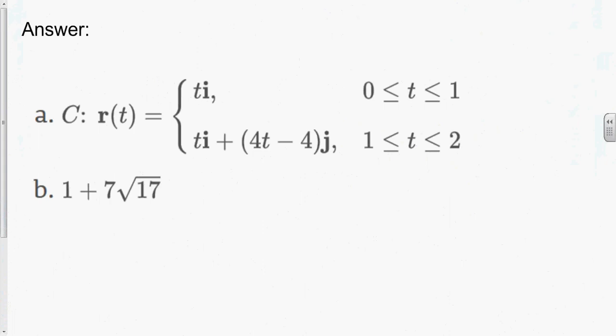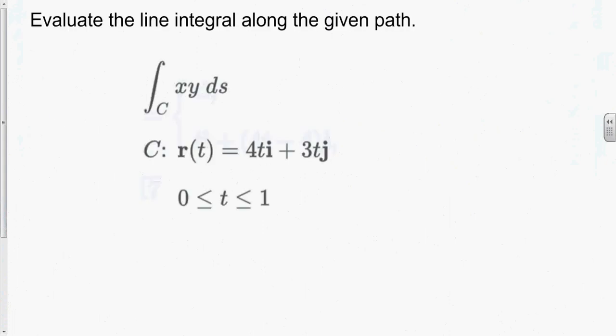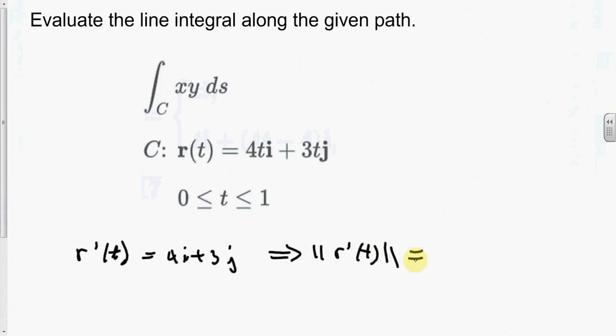All right. So, okay, we got that. Evaluate this line integral along the given path. Again, I need r prime of t, so that's 4i plus 3j, the norm of r prime of t. Do you see that that's directly equal to 5? That's the square root of 4 squared plus 3 squared. You get 5, the square root of 25, right?